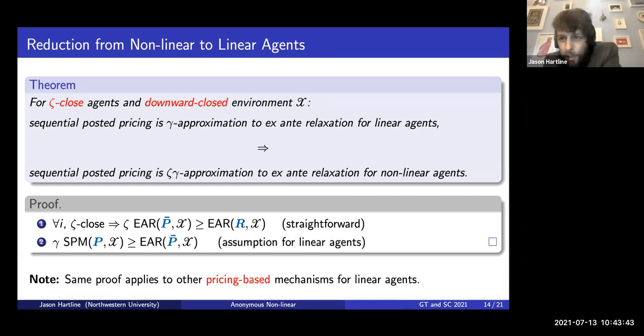Okay, so I wrote this proof for sequential posted pricing mechanisms, but this exact same proof approach applies to any linear agent result that can be described as a pricing-based mechanism. So I can essentially convert pricing-based mechanisms for linear agents into per unit pricing-based mechanisms for nonlinear agents, and then lift those approximation results to nonlinear agents.